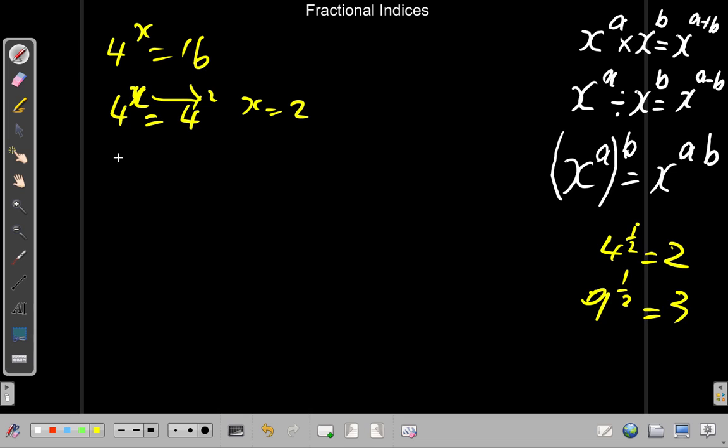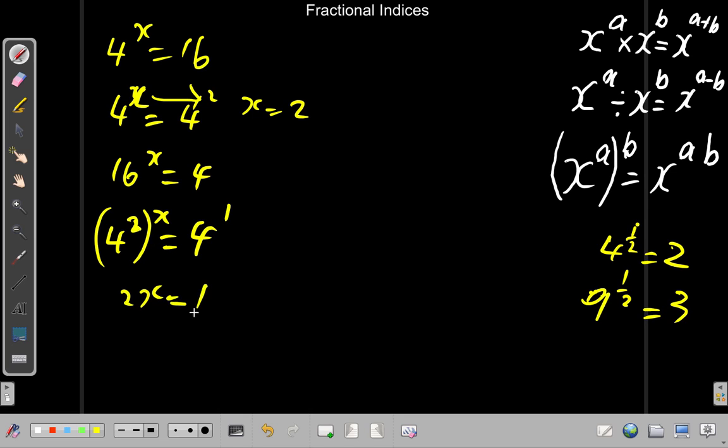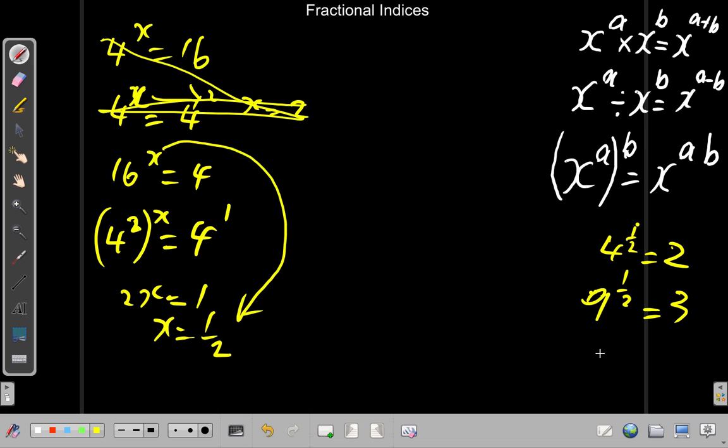Now, if we have 16 to the x equals 4, 4 can be written as 16 to the power of x, and 4 is 4 to the 1. So 2x equals 1. So x would be half. So in this case, x is half. So 16 to the half is equal to 4. Alright.